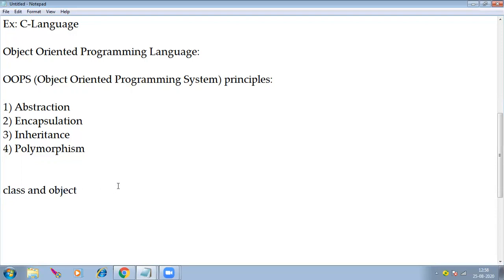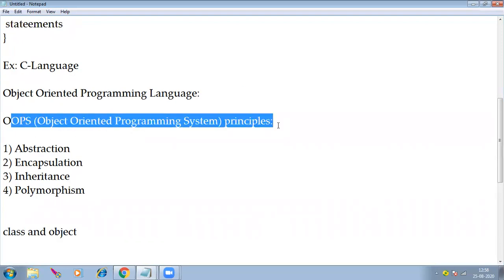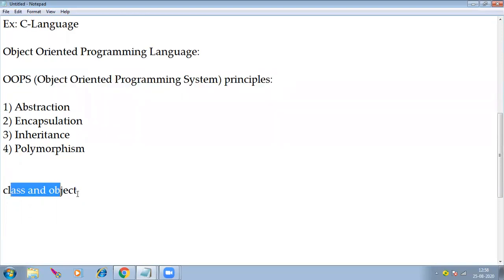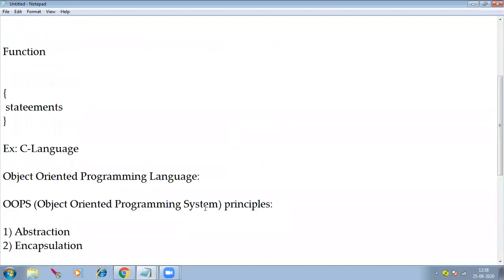We can say two points here. What is exactly object oriented programming? If any programming language satisfies or follows the OOPS principles to design the applications, it is known as object oriented programming. At the same time, any programming language in which we can write the programs based on class and object is known as object oriented programming. Here I gave the example for object oriented programming: Java. So this is the main difference between the procedure and object oriented programming languages.